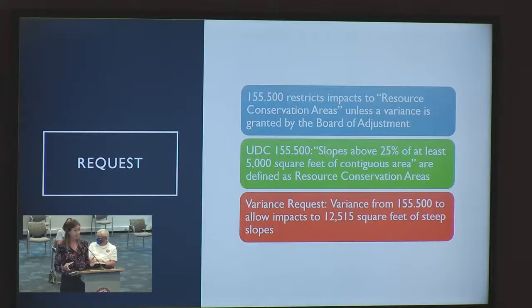So just to rehash the request, 155-100 restricts impacts to resource conservation areas. Slopes above 25% of at least 5,000 square feet of a contiguous area are RCAs. And we are requesting a variance to allow impacts to 12,515 square feet of steep slopes.